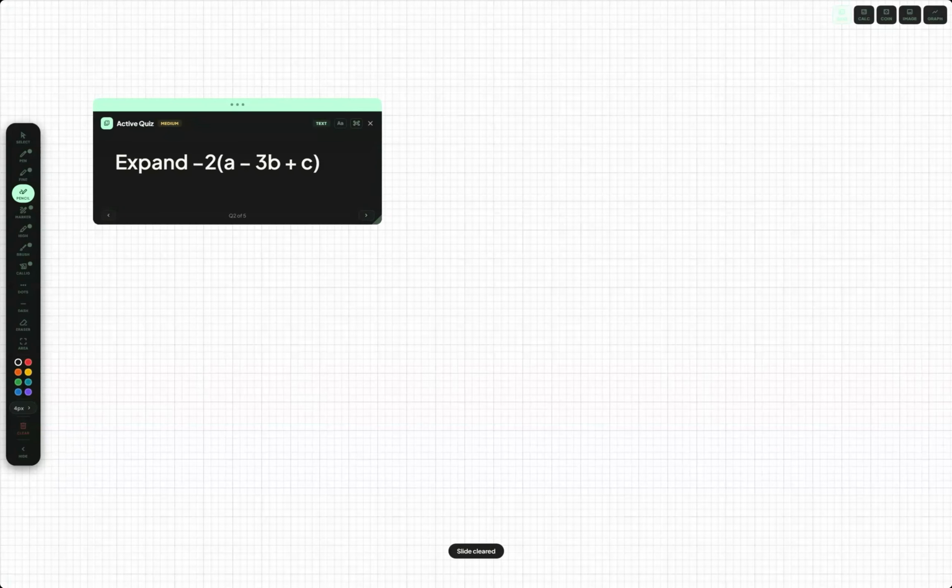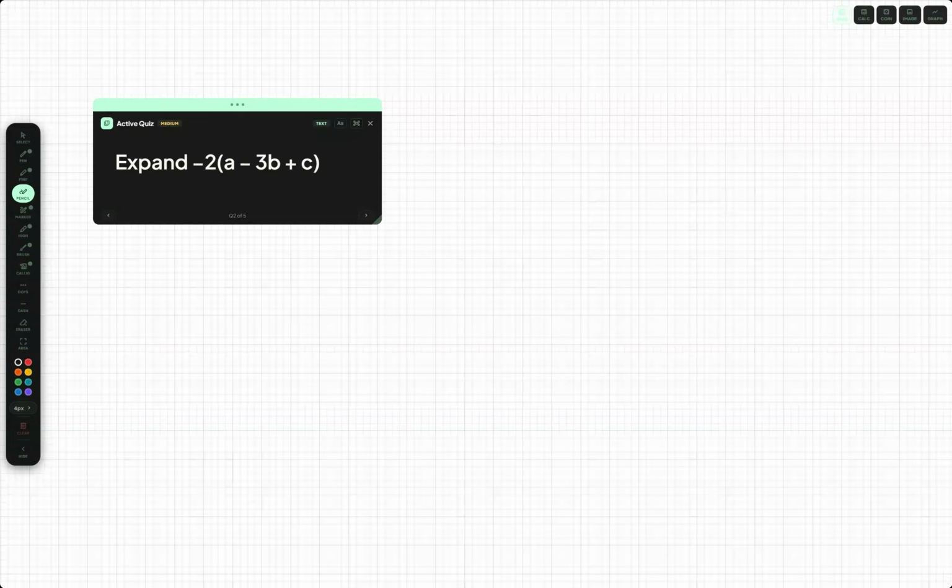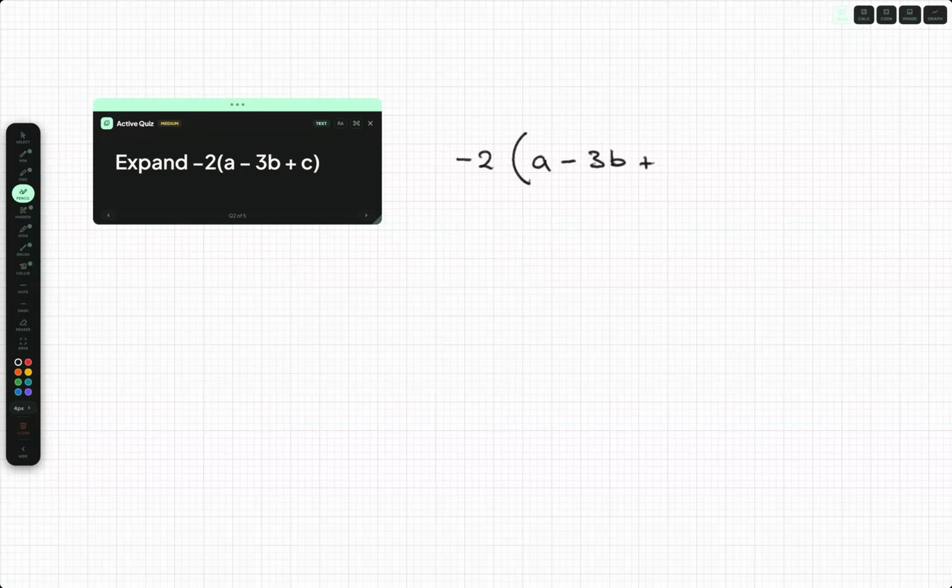Alright, let's look at another one. If you want to pause this anytime just to practice as we go, that's totally acceptable, and I'll leave a little bit of a gap before I start. Alright, so we're going to expand -2 times a minus 3b plus c.